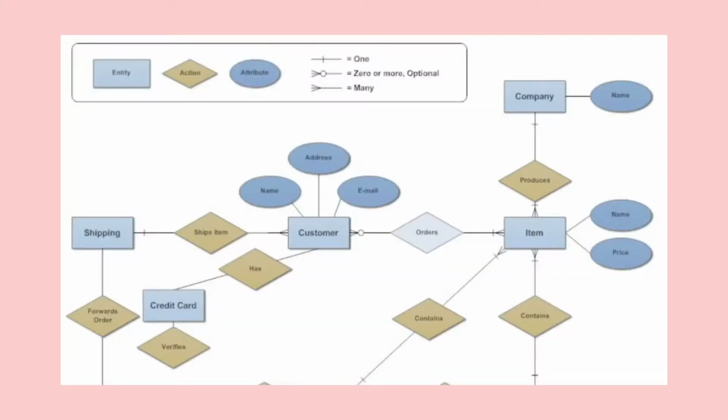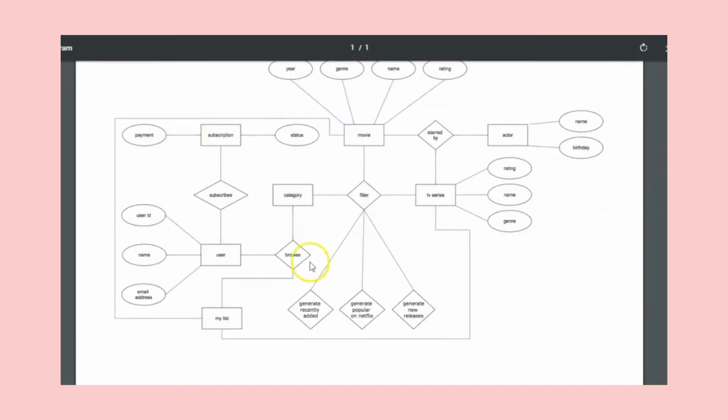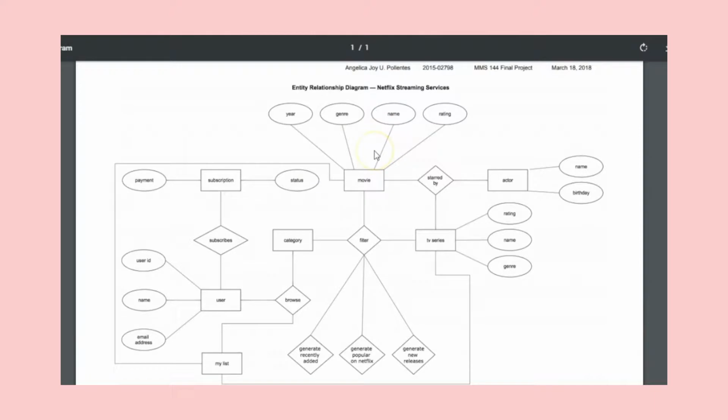Here I have an entity relationship diagram. I have created a similar diagram to this one. So here are the shapes that will symbolize the entity, action, and attribute. So an entity will be inside a rectangle, action inside a diamond, and attribute inside an oblong. So now let's go to my entity relationship diagram for Netflix streaming services.